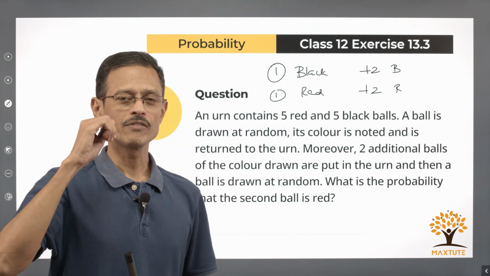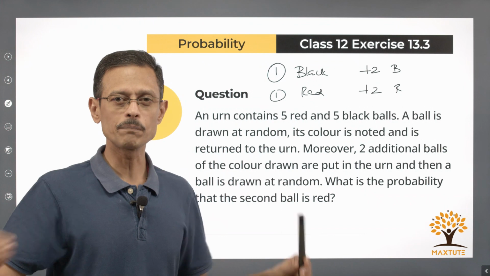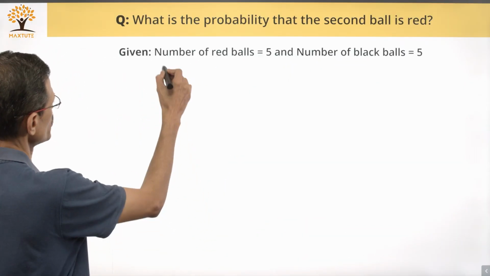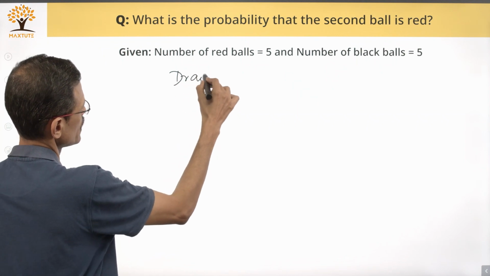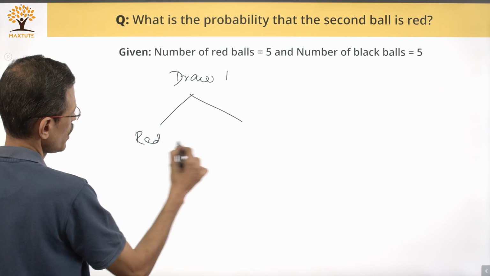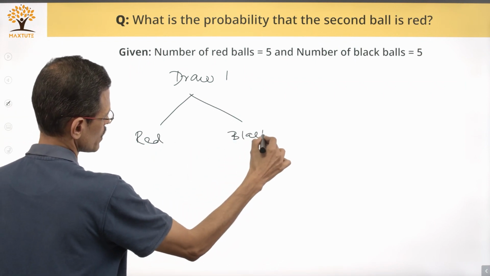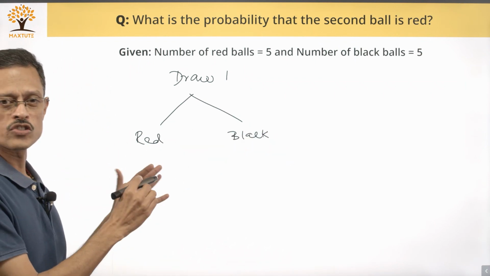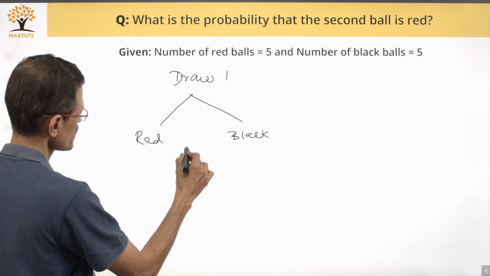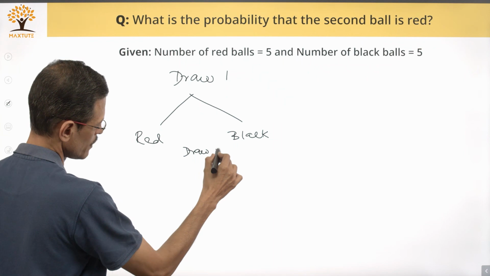So as I mentioned, we're going to solve this question by depicting this entire story in a tree diagram. This is how the diagram is going to look. Draw 1, we do not know what it is. Draw 1 could either end up being a red ball or could end up being a black ball. After doing this draw, I look at what ball it is. I'm going to add 2 more balls of the same color, and I'm going to do a second draw. Let's fill in all the numbers later.